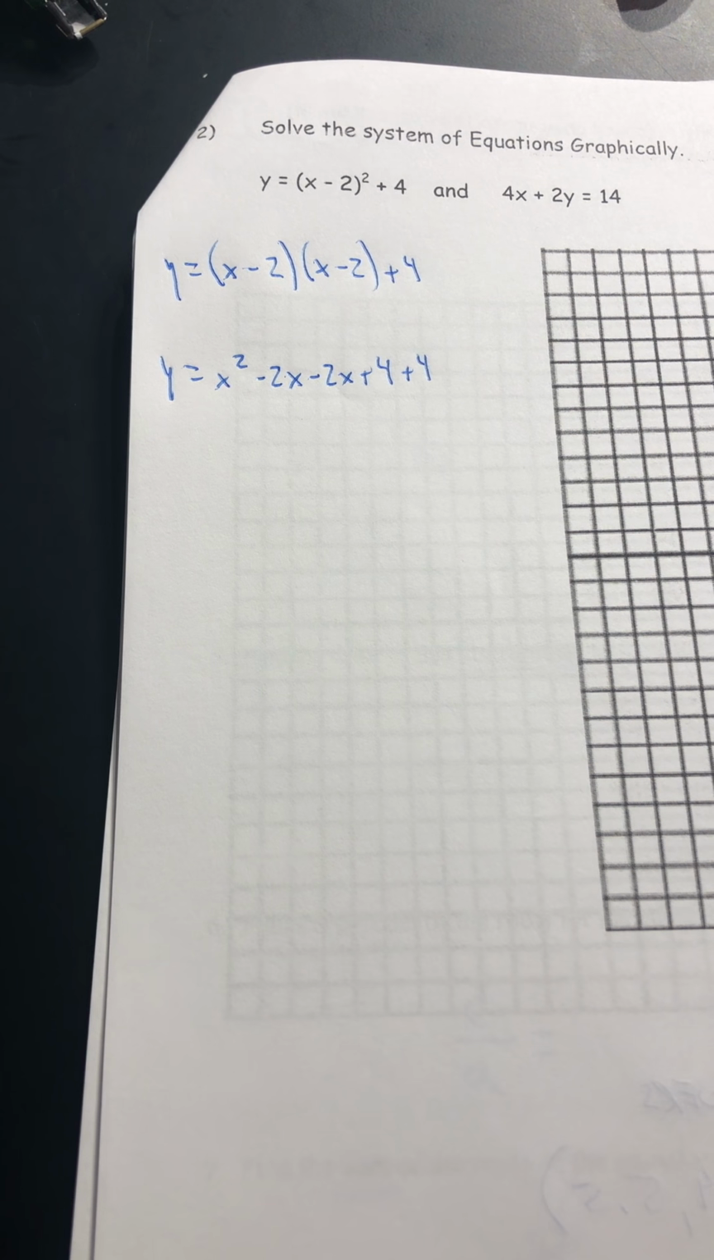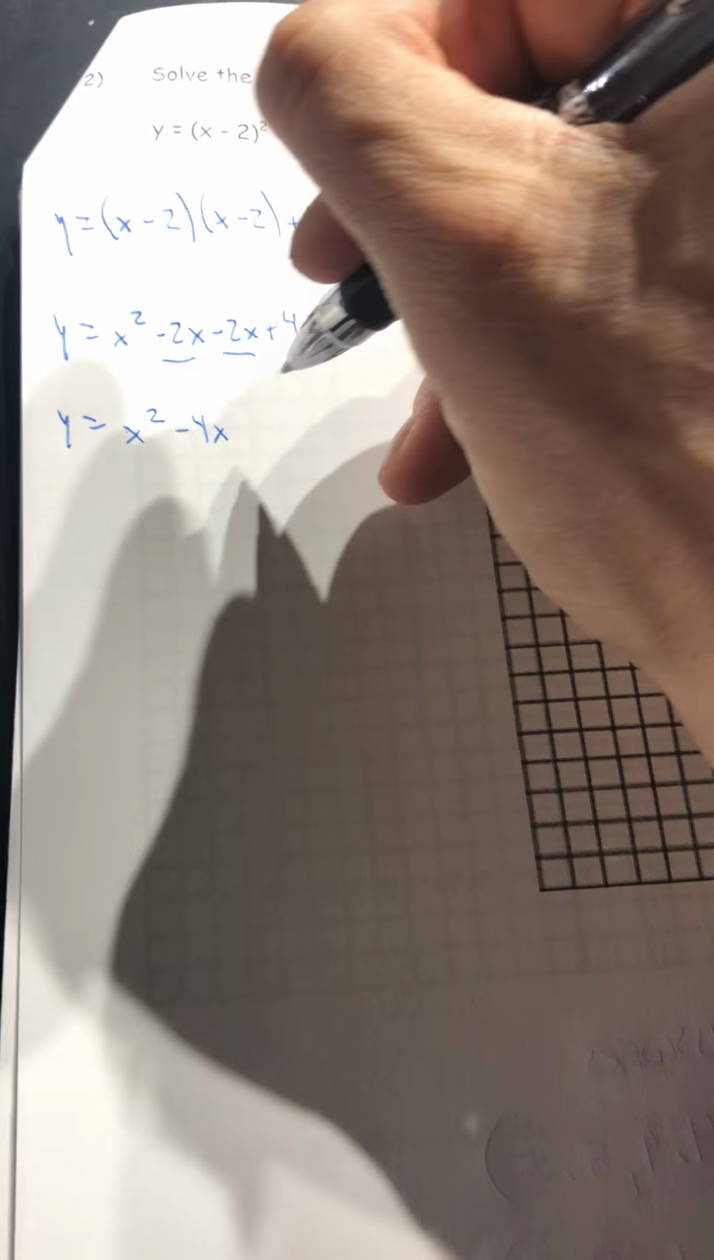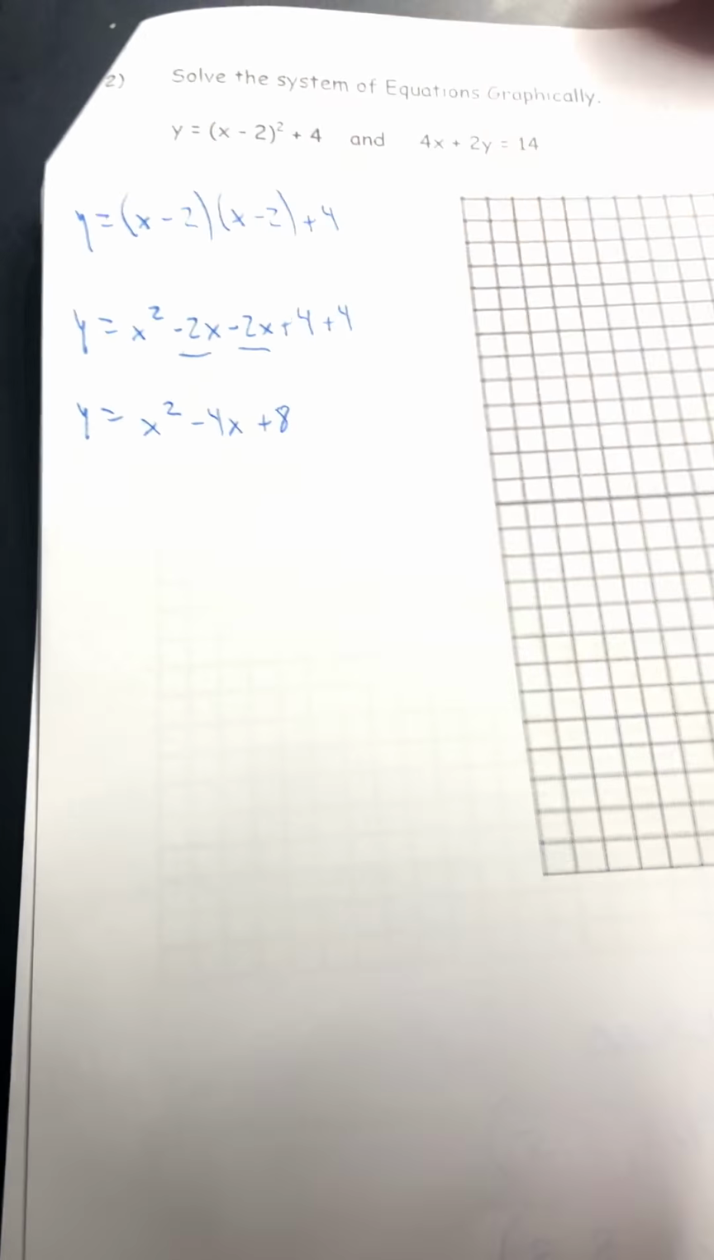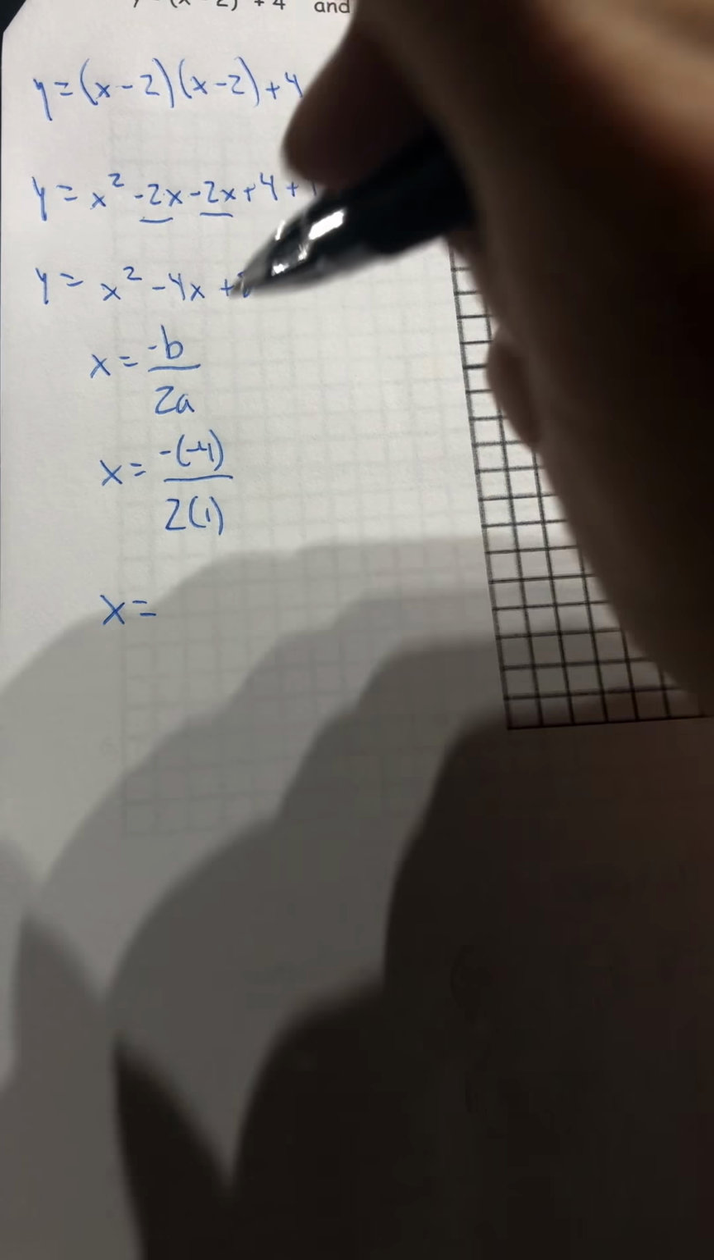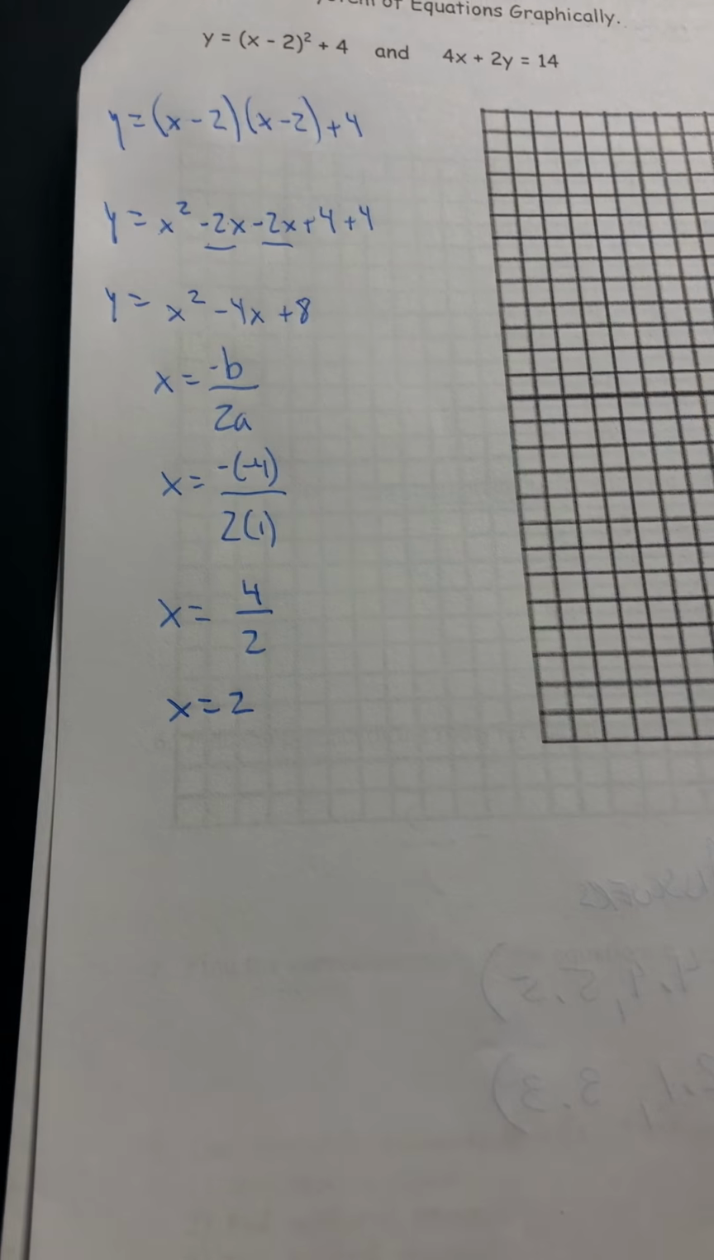So now I'm going to combine my like terms. So my like terms, I have negative 2x and negative 2x. So x squared minus 4x. 4 and 4 would be 8. Now we're going to find our axis of symmetry once again. The b value is negative 4. The a value is 1. So negative of a negative 4, so you have 4 over 2. So x is equal to 2.